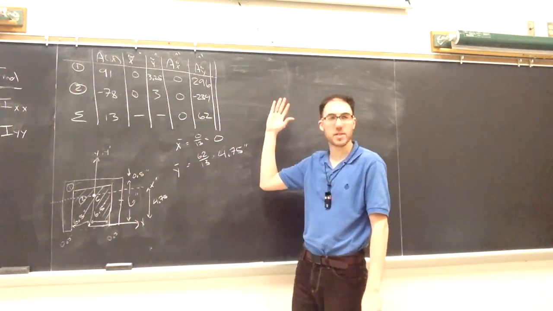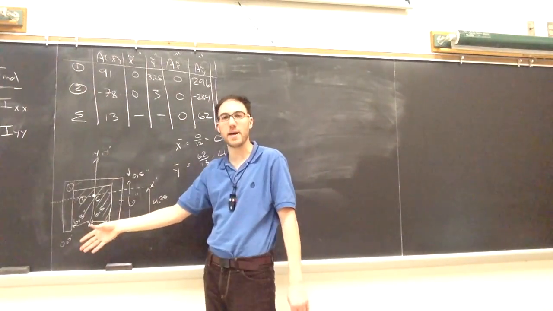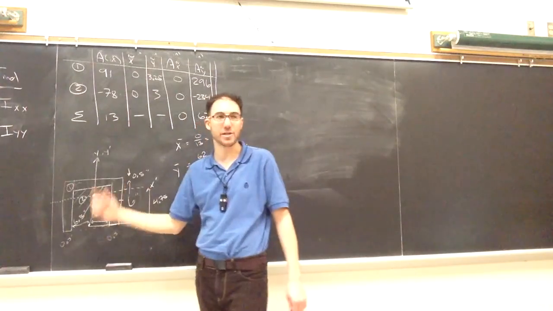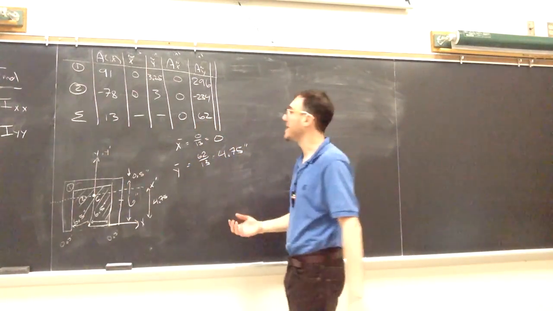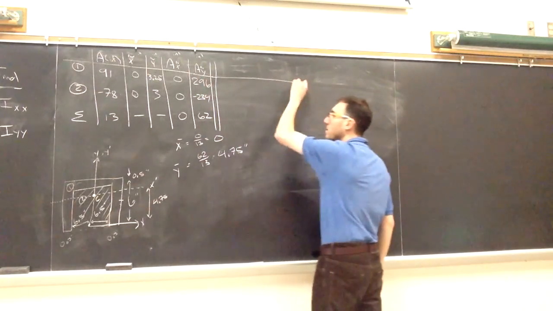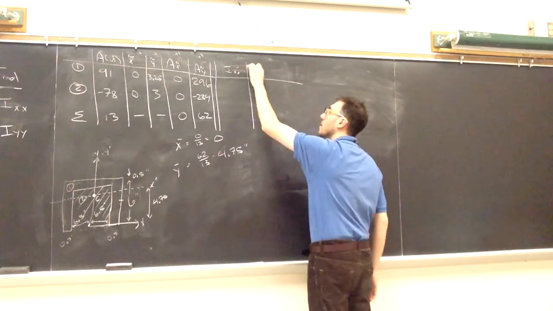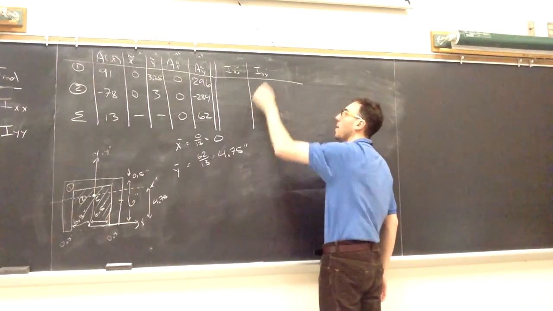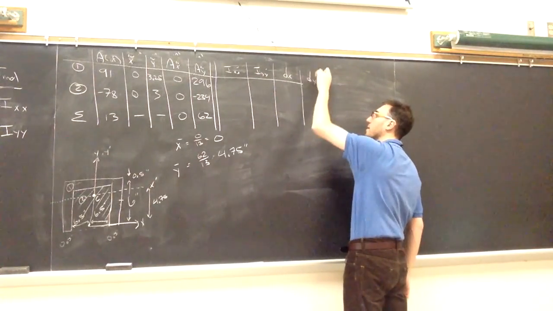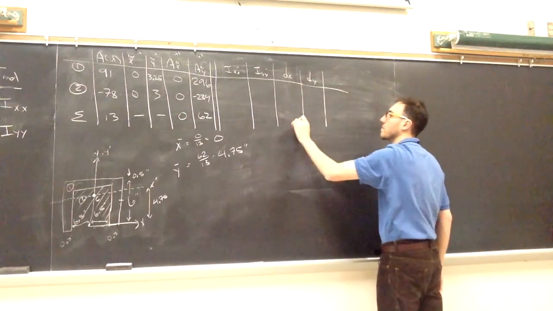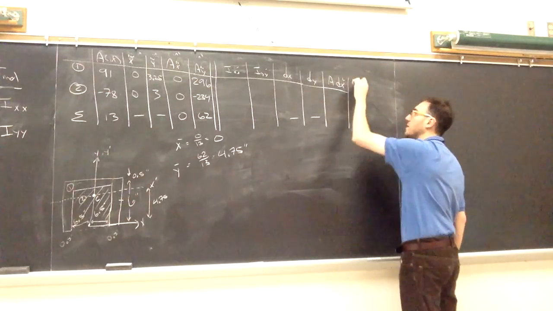When I find my moments of inertia, it doesn't matter where the origin of the system is, all that matters is the orientation of that coordinate system. I'll get the same moments of inertia either way. So in the next section, I add on to this table. For each shape, I want its IXX prime, its IYY prime, the DX value, the DY value, A DX squared, and A DY squared.